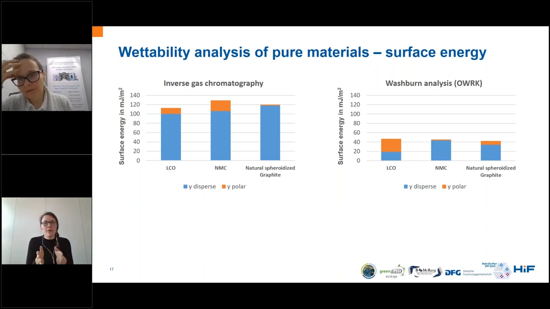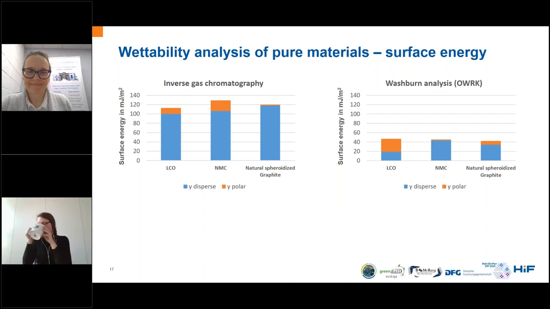So here we have the values for the surface energy from the Washburn analysis, and I find it very interesting that the values are so different. Here we could say, yes, this could be possible because the measurement temperatures are very different. For the IGC, these measurements were done at 100 degrees, whereas the Washburn method is done at 20 degrees. So we have a huge temperature difference, which really influences also the surface energy. But Annette will show you this in more detail later on.